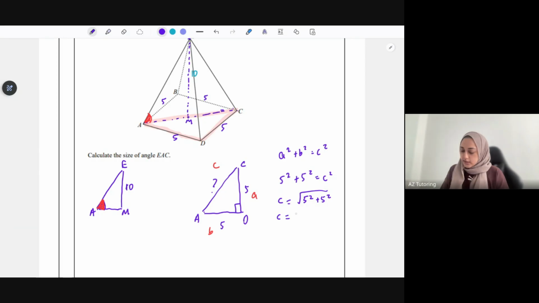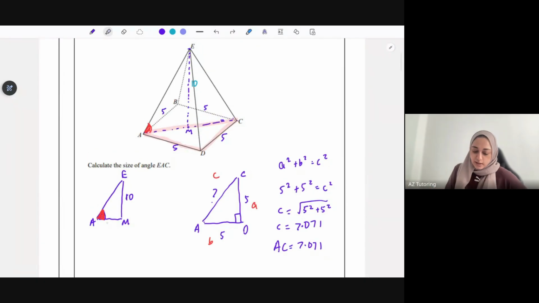We end up getting 7.071. Yeah, I'll just give it to that much. Okay, so we've worked out length AC. AC is 7.071. So we've worked out that full length over here. That's 7.071.